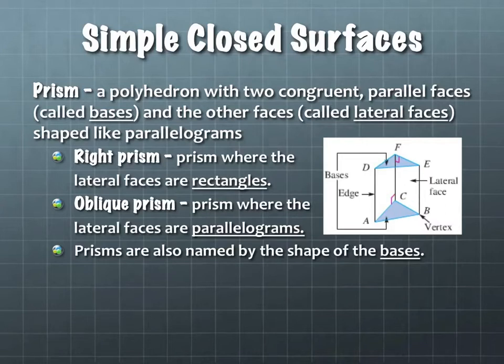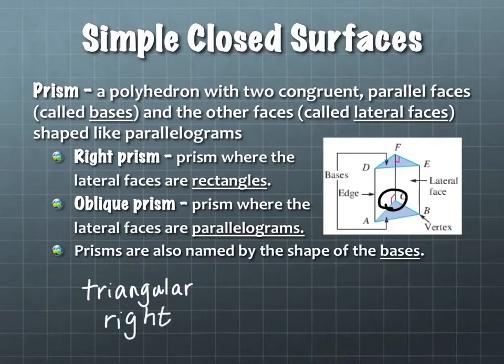We name prisms by the shape of their bases. So this prism right here has the blue. What are those blue shapes? They're triangles, so this is a triangular prism. It's straight up and down, and the reason I know that is because they mark the 90-degree angle right here. So that means it's a right prism. So this is a triangular right prism.